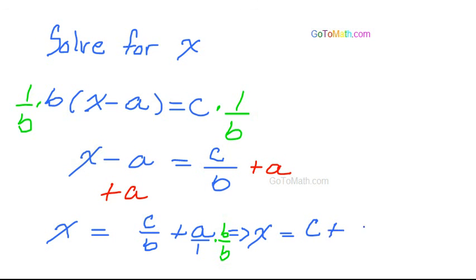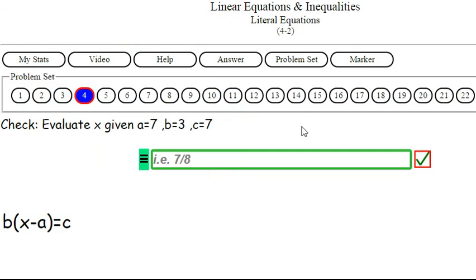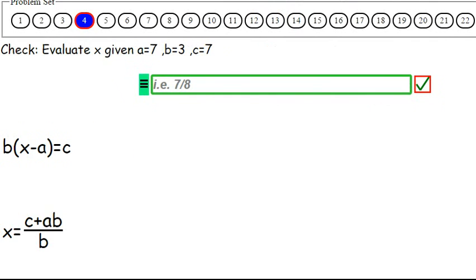C plus a times b, right? And since now we have a common denominator, it's all over b. How difficult could that be? It's all about the b. Anyway, x is equal to c plus ab over b. I think that's all we needed to do, wasn't it? C plus ab over b.